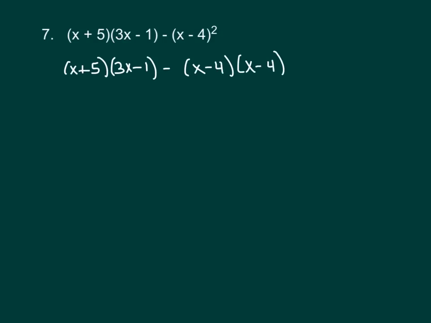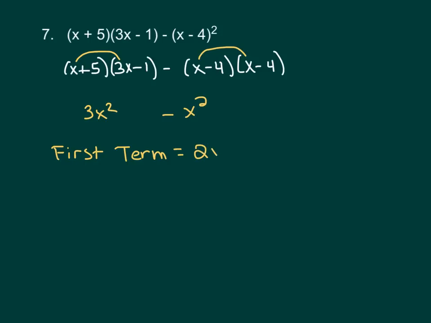So if I want to find the first term, all I have to do is just multiply together the first two terms in the first product here. So x times 3x would be 3x squared. And then I'm going to subtract from that the product of the first two terms here. So x times x would be x squared. So when you combine those, 3x squared minus x squared is just 2x squared. So the first term would just be equal to 2x squared.